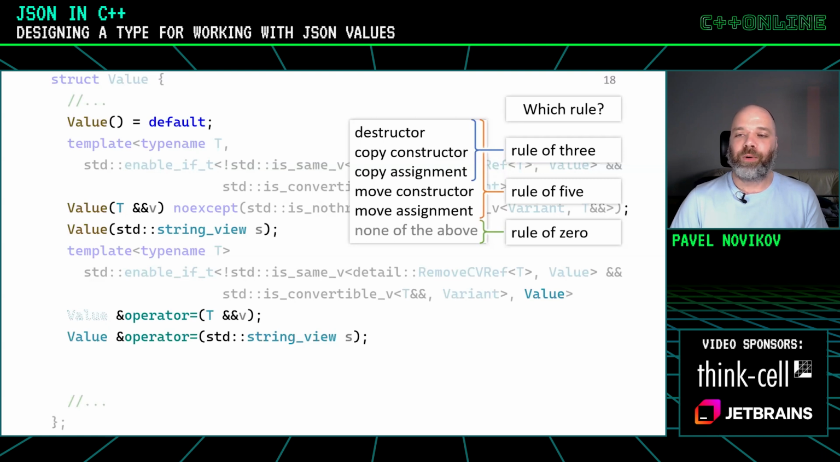And people who voted rule of zero are correct because, in fact, none of the constructors and assignment operators are copy constructors or copy assignment, or move constructors or move assignment, because we specifically used enable_if_t to restrict the constructors and assignment operators from accepting the value itself. And using rule of zero, we essentially ask the compiler to generate all the necessary special member functions for us, namely destructor, copy constructor, copy assignment, move constructor, and move assignment. So this is rule of zero.